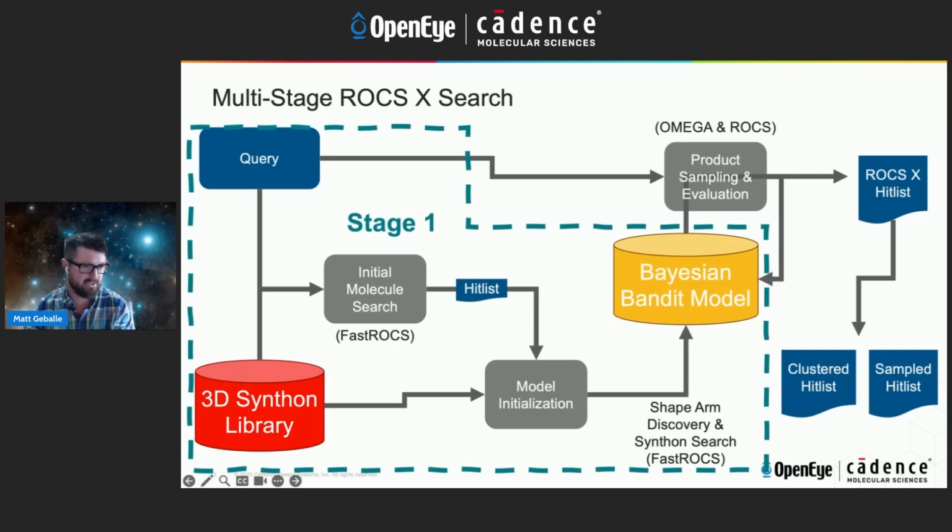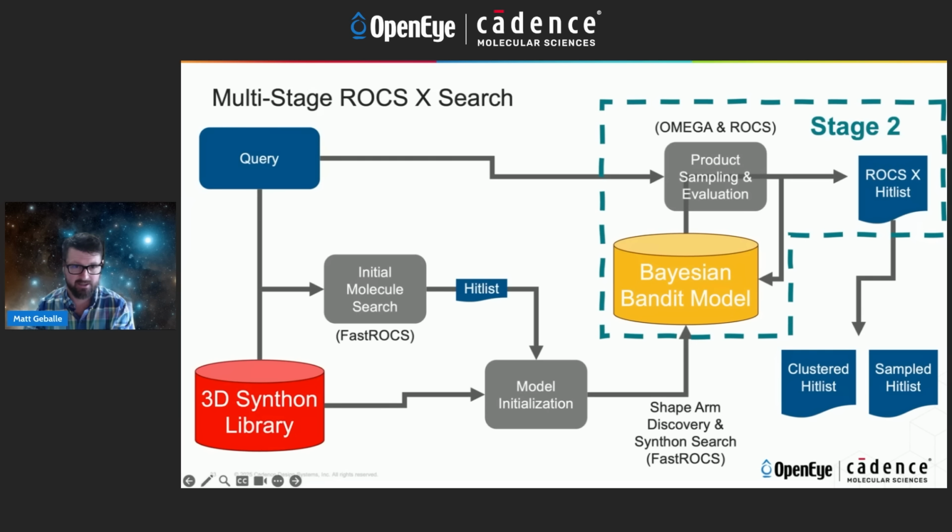In the first stage, we do that initial search using FastROCS, get that initial hit list of similar molecules, and then we work on initializing our Bayesian bandit model by discovering our shape arms and searching them in Synthon space. Again, that uses FastROCS. We estimate we do hundreds of billions of comparisons at least in initializing the model and focusing our search.